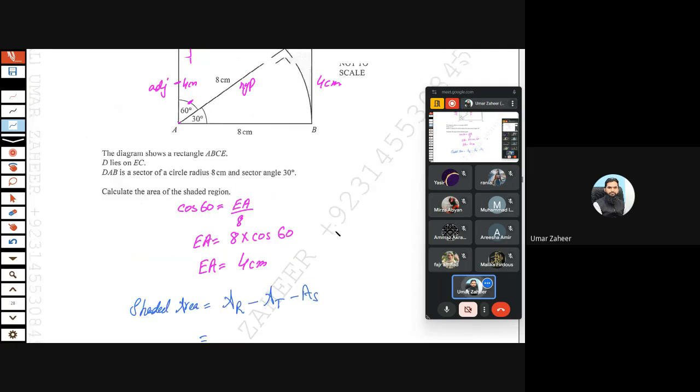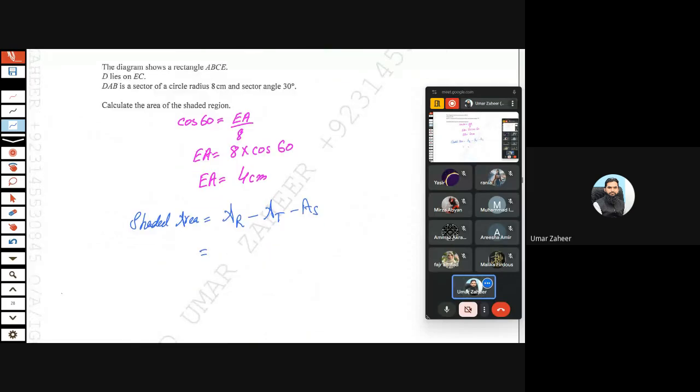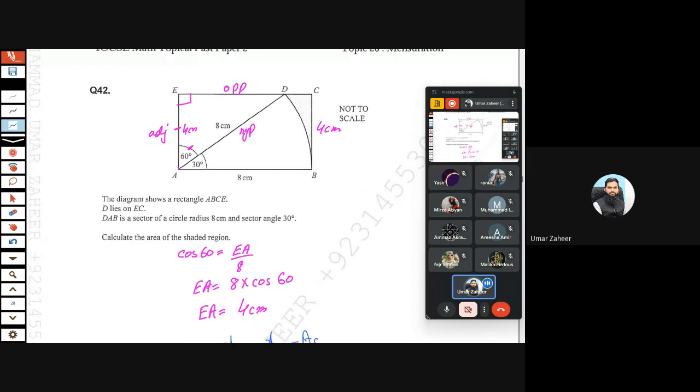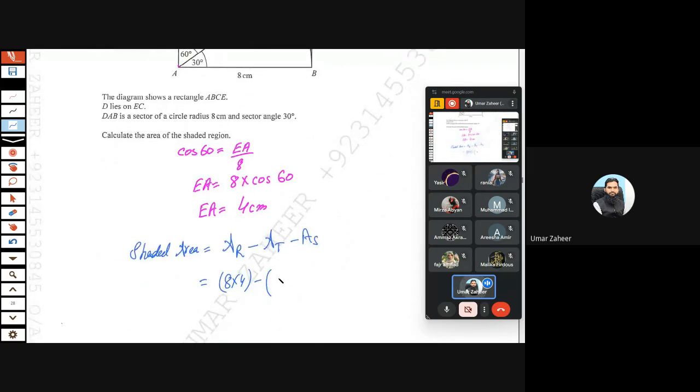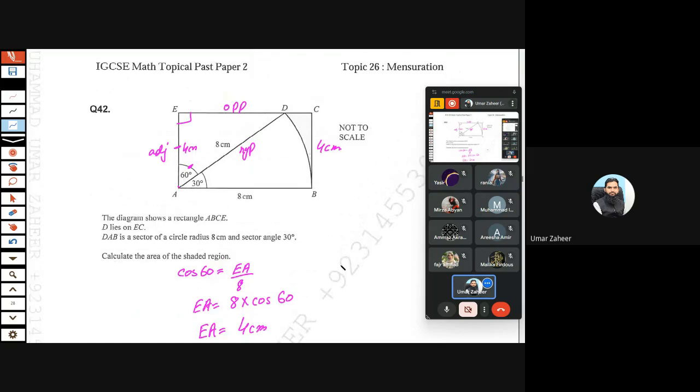Area of a rectangle is simply length multiplied by width, which means 8 multiplied by 4, minus area of a triangle. We have a 90-degree angle, so 1 by 2 base multiplied by height, 1 by 2, or we do not have this length as well. Let's see how to use another formula, 1 by 2 product of two sides times sine of the included angle. Okay, we can use that one as well, or you can find the opposite side.